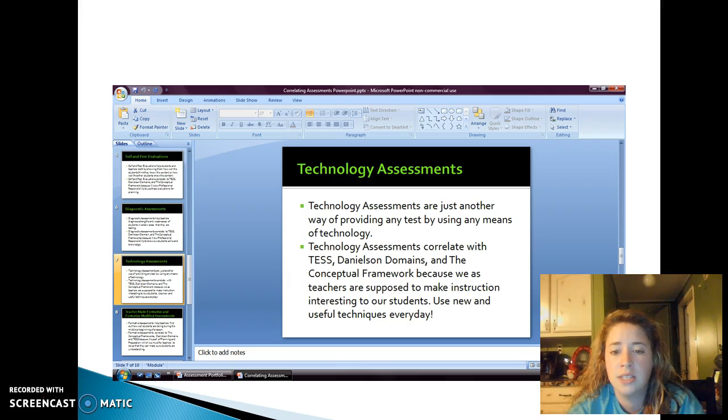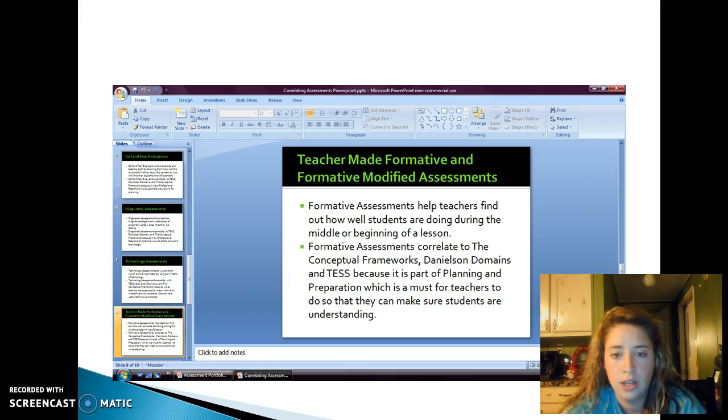This one says on the technology assessments that they all tie to the conceptual framework because we as teachers are supposed to make instruction interesting to our students and use new and useful techniques every day. And these are all in the tests and Danielson domains. It just tells you how we're supposed to better ourselves and better our teaching.